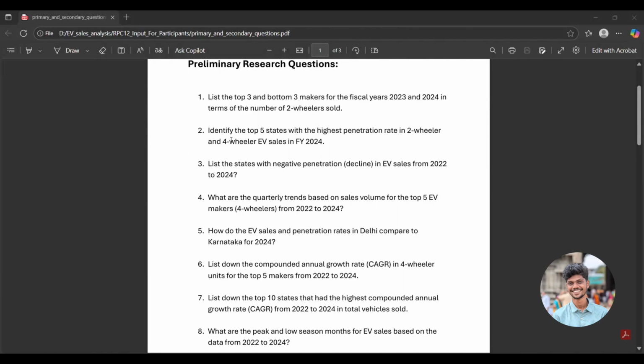We have completed our second and third question by finding the top and bottom 5 states by penetration rate. And now we can move on to the next one. The fifth question: How do the EV sales and the penetration rate in Delhi compare to Karnataka for 2024? They are asking us to compare Delhi and Karnataka based on EV sales and the penetration rate.